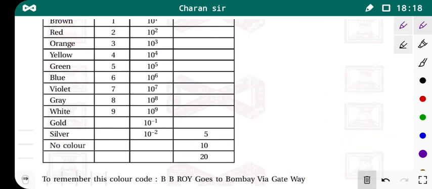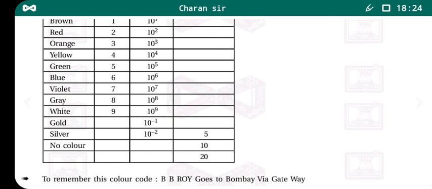Okay, so now we stop here. In the next lectures we will discuss some examples in which we find the resistance value of resistors by using the color code. Okay, so thank you.